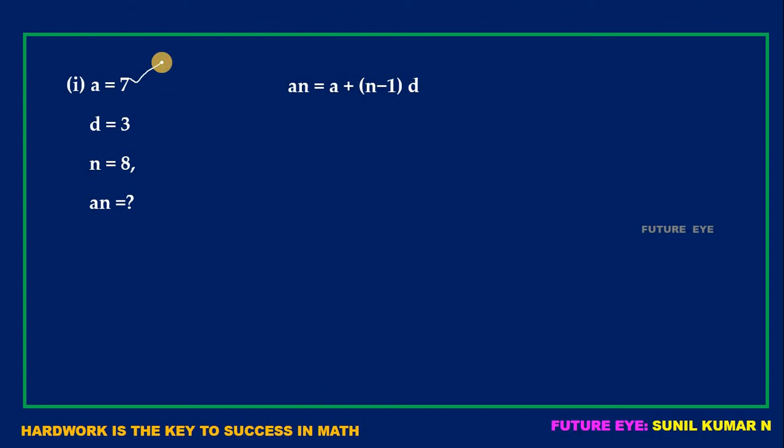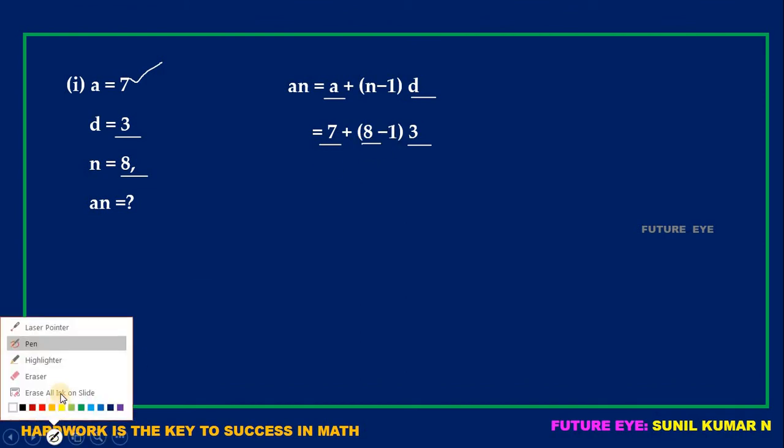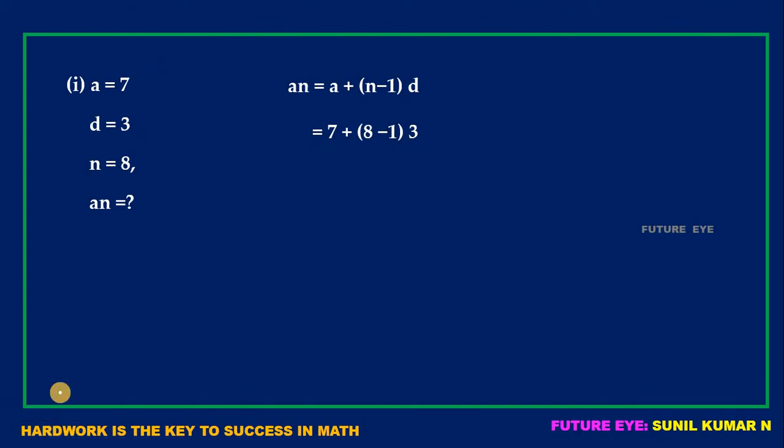So A value is how much? 7. Hence in the place of A write 7. And D value is how much, children? 3. So in the place of D write 3, and n value is 8, and in the place of n we have written 8. Now in this, which one will you solve first? According to the BODMAS rule, what is present inside the bracket, that we have to solve.